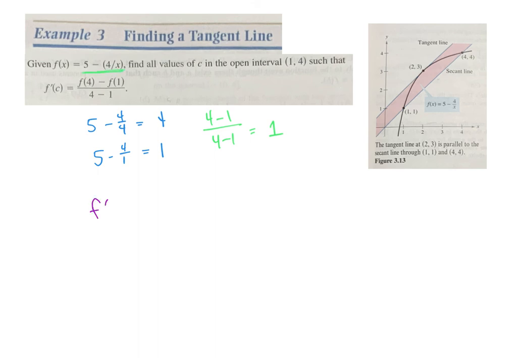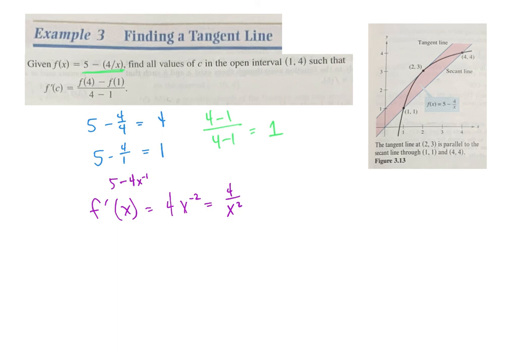So now we're going to take the derivative of this. I would rewrite it as 5 minus 4x to the negative 1. My 5 zeros out. This is negative 1 times negative 4, which is 4, x to the negative 2, or we would say 4 over x squared.